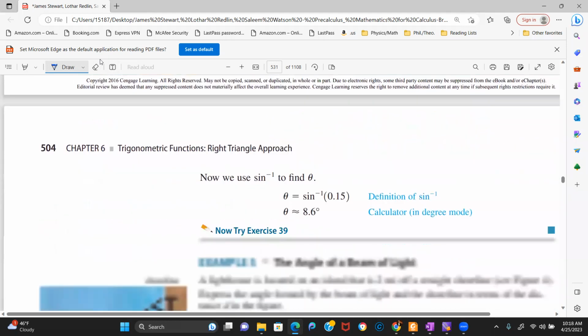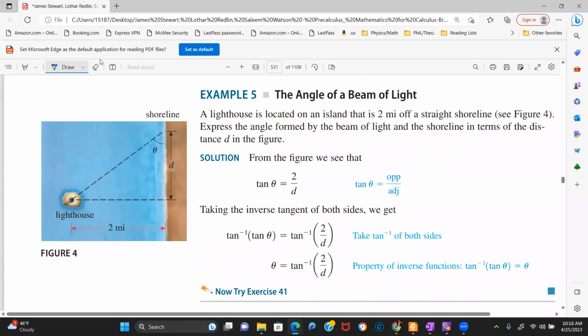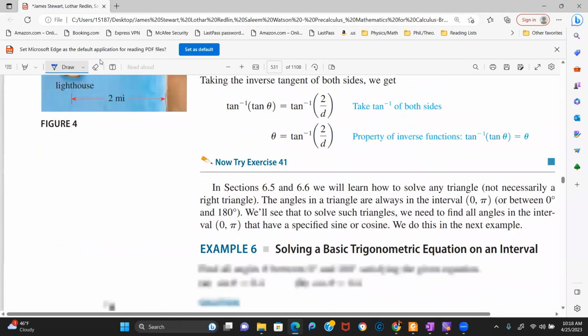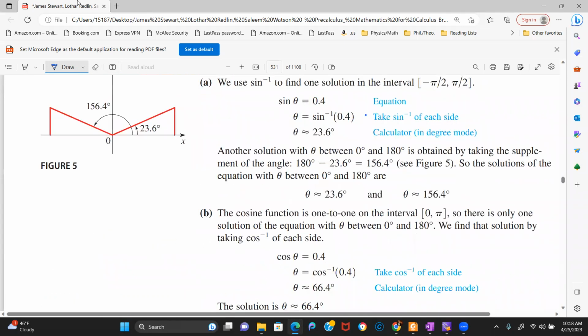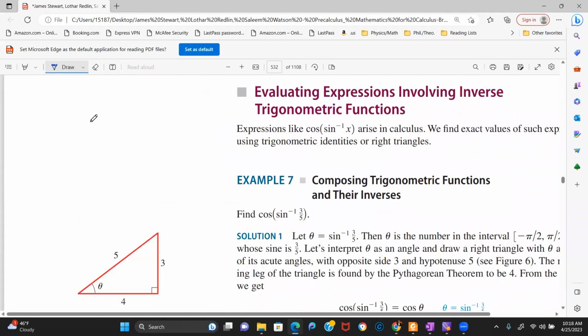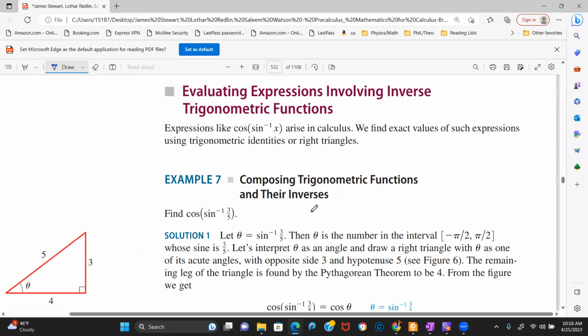So that's another example, an application. Let's see what other examples they have. Well, these are kind of annoying, honestly.